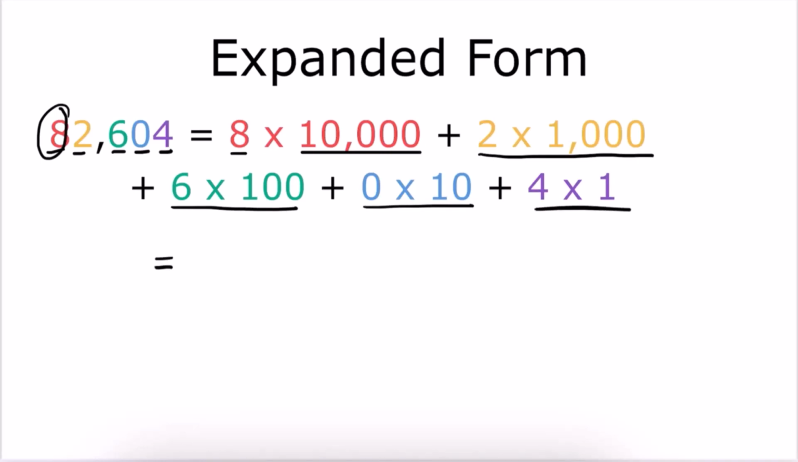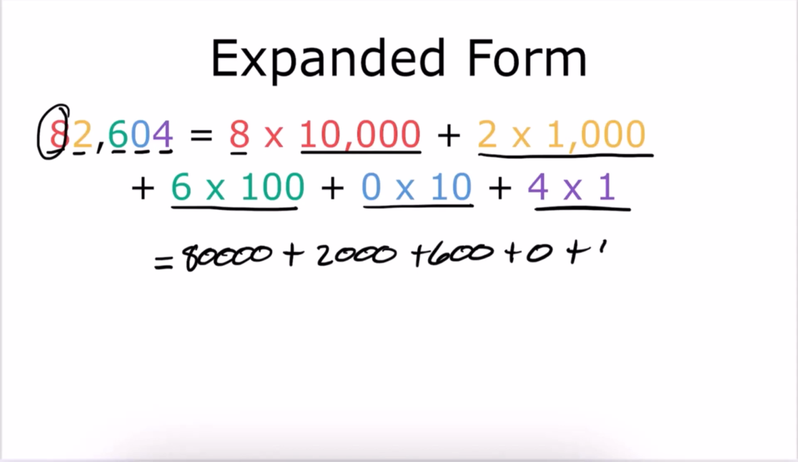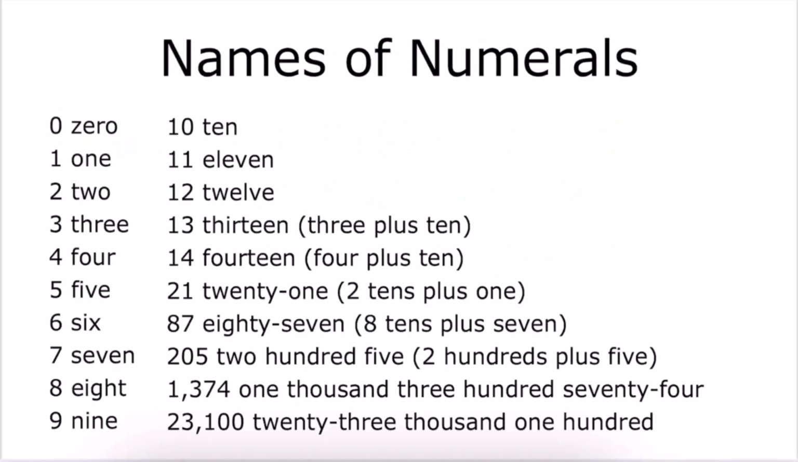And sometimes, depending on your textbook, this can also be written as 80,000 plus 2,000 plus 600 plus 0 plus 4, or sometimes they don't even write the 0, it's just like this. But writing out numbers in this way can really help students understand what the number actually means. And it can also help them when you're looking at the names of the different numbers.